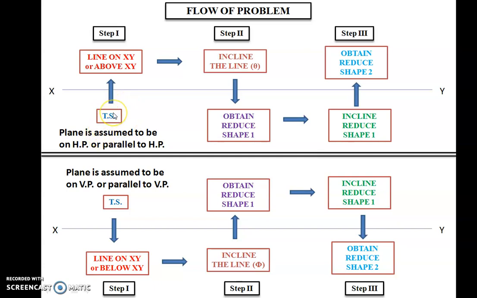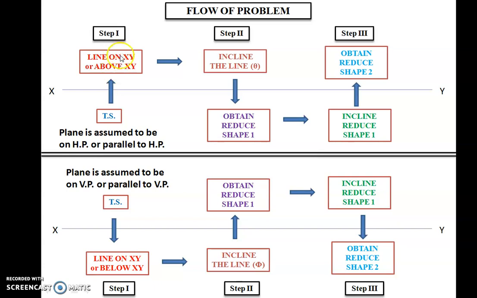Now when a plane is assumed to be on HP or parallel to HP and the thickness of the plane is negligible, the front view will just give you a line. So the line which you will draw in the front view will be either on XY or above XY.